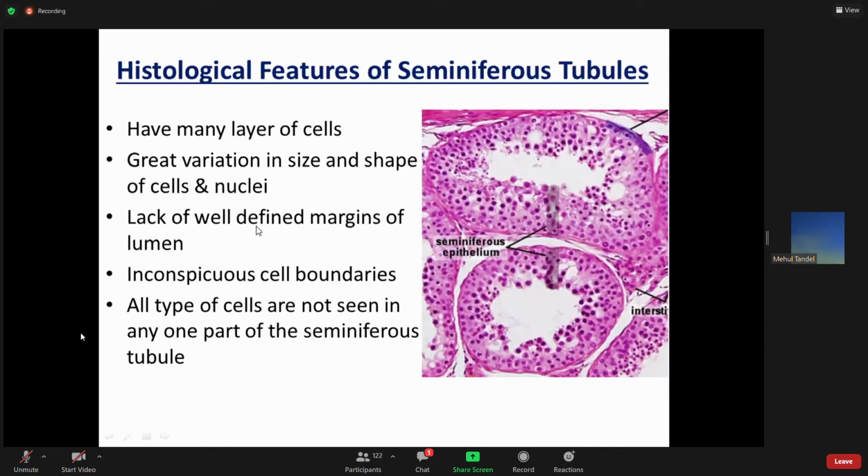There is a lack of well-defined margin of lumen. See the margin of lumen; it is irregular. The cell boundary is inconspicuous, not very clear. All types of cells are not seen in any one part of the seminiferous tubule. So this is the appearance of the seminiferous tubule under the microscope.